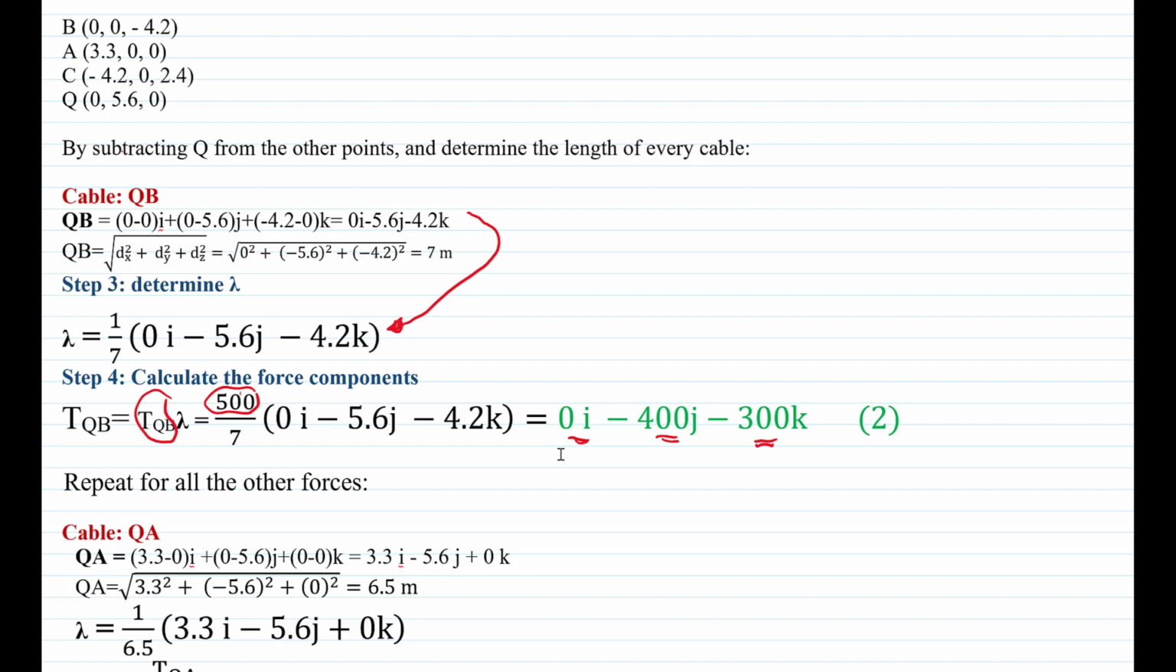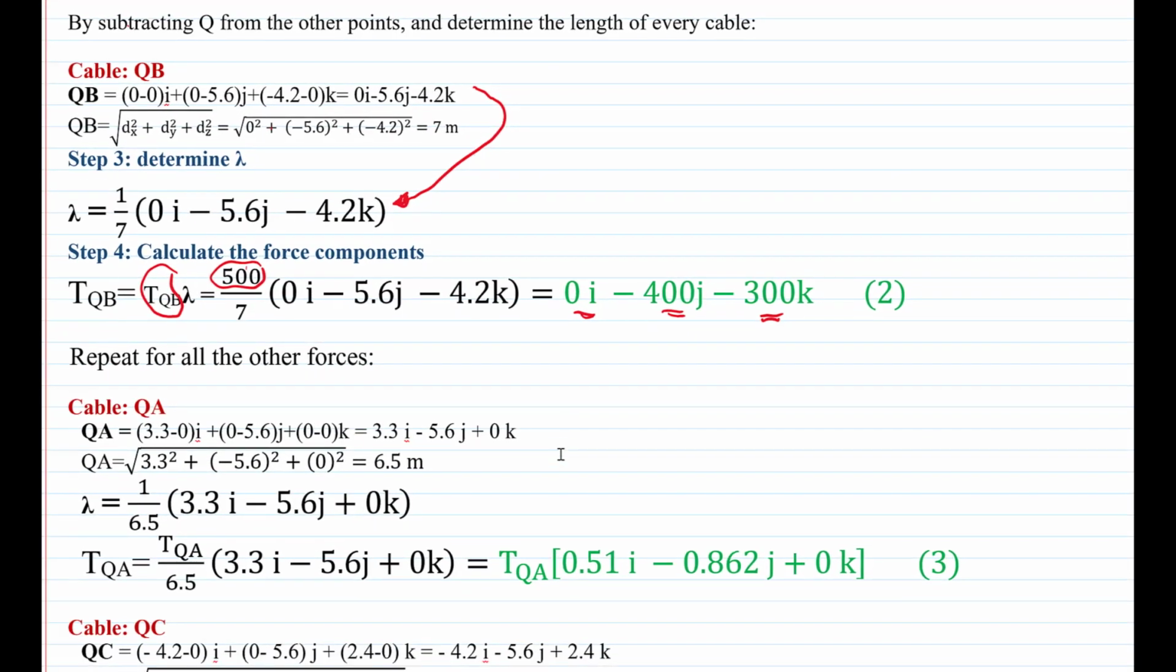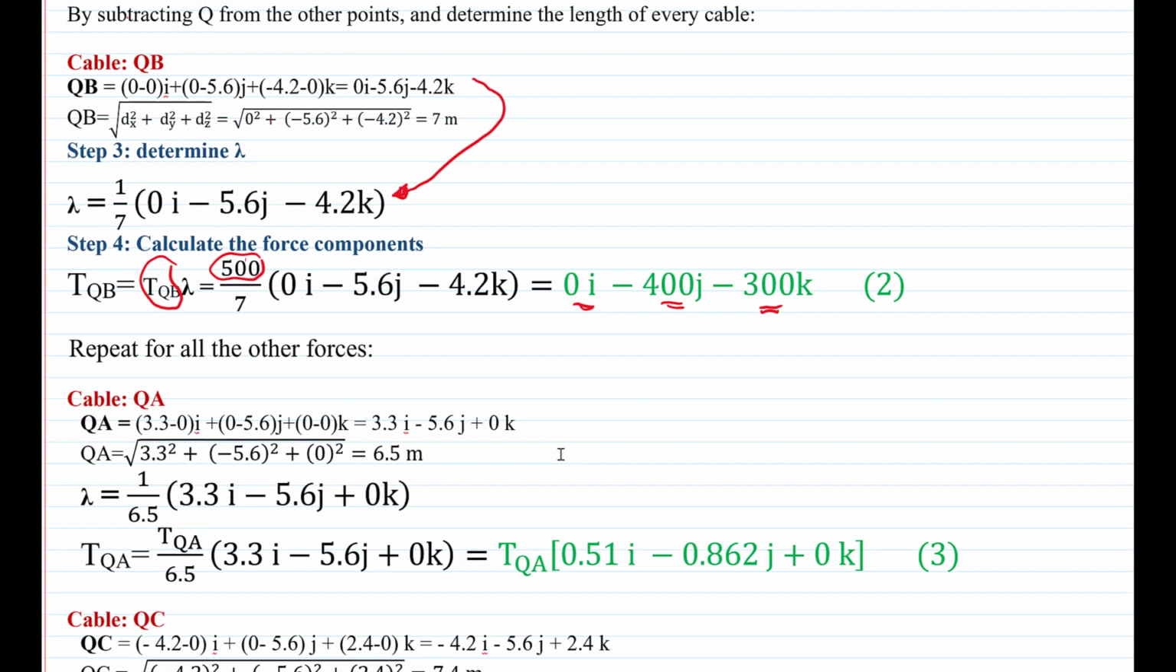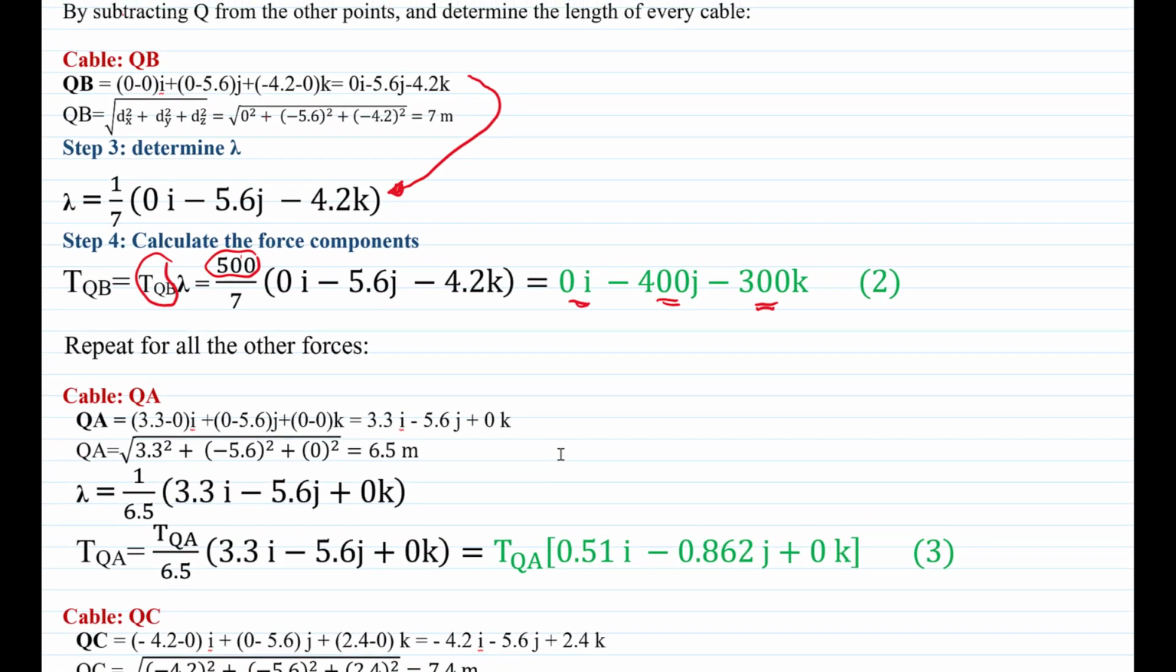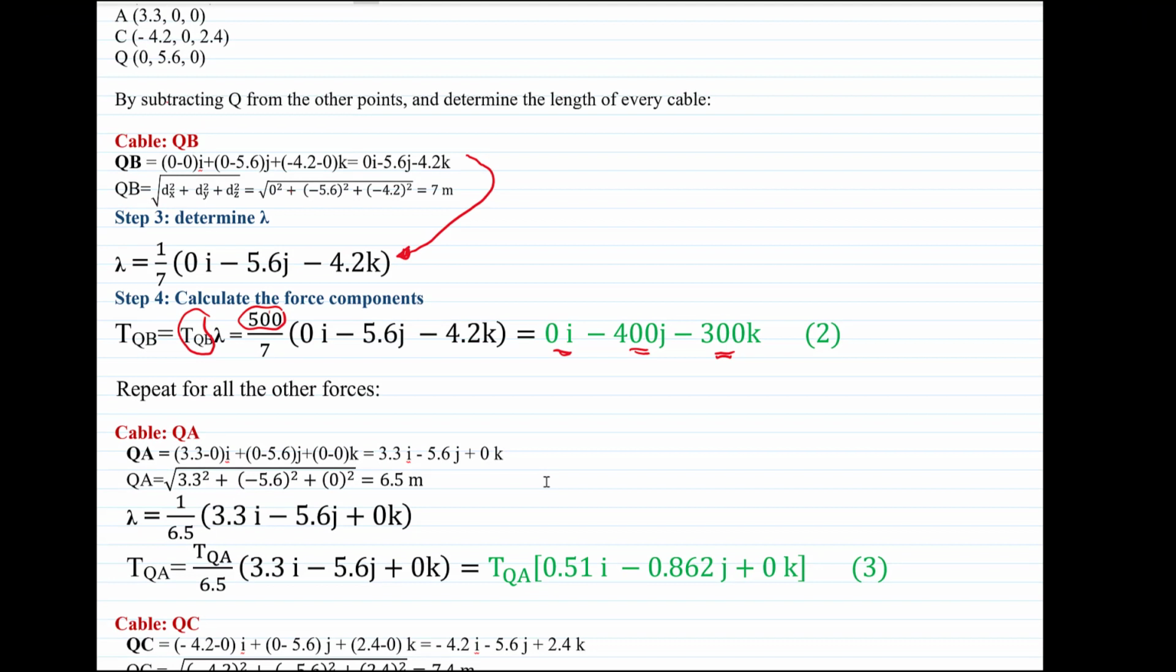We will repeat the same methodology to determine what? QA. So QA is going to be what? A minus Q. If you look here, I have A and I have Q. So 3.3 minus 0, and the next one will be what? 0 minus 5.6. And then what? 0 minus 0. And 0 minus 0. So you will get the vector what? 3.3i minus 5.6j and 0k.